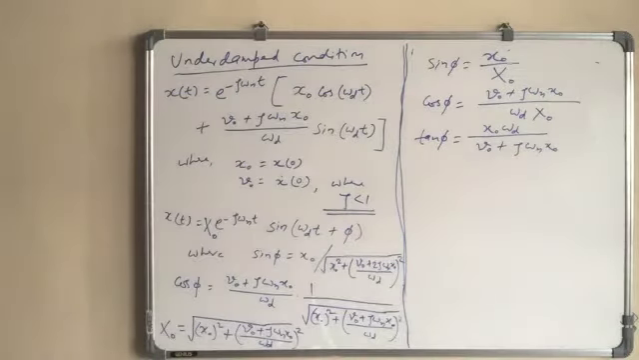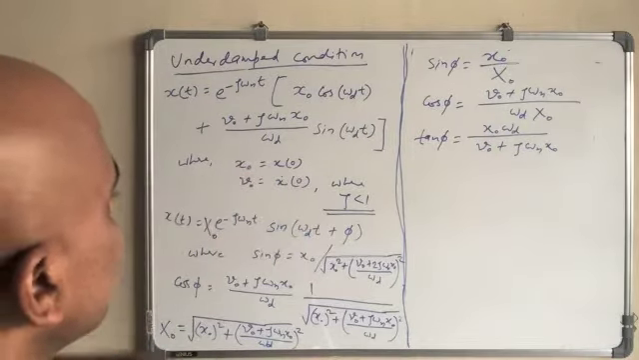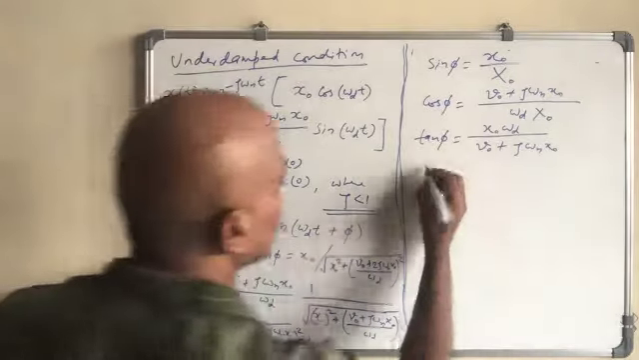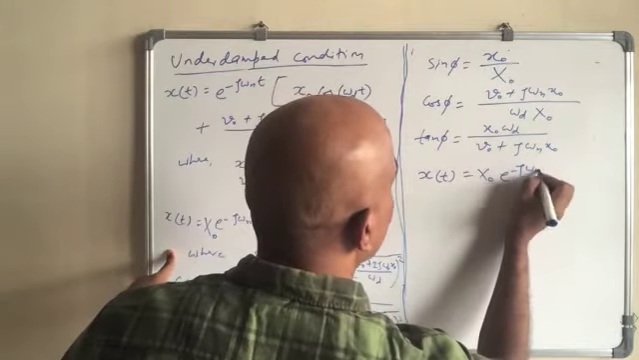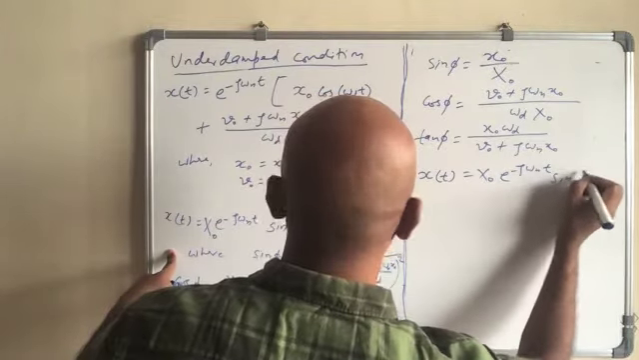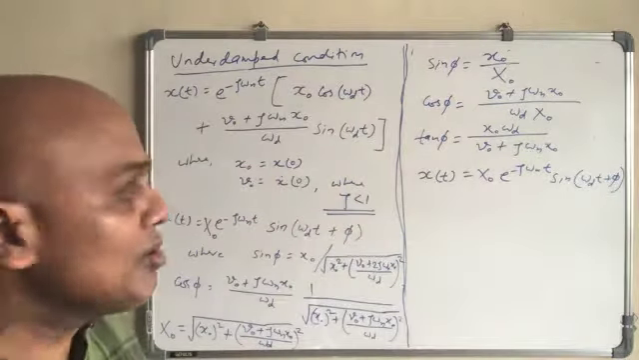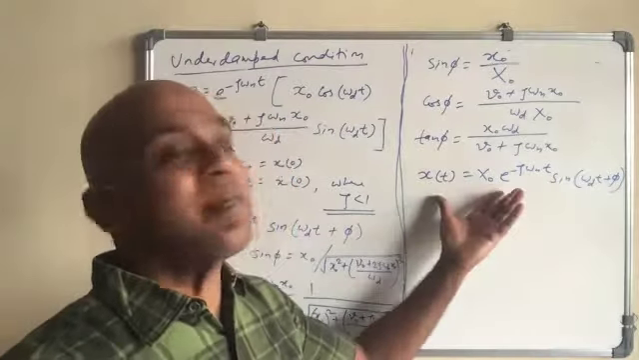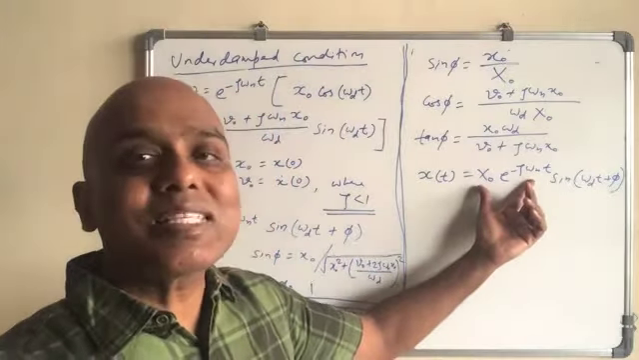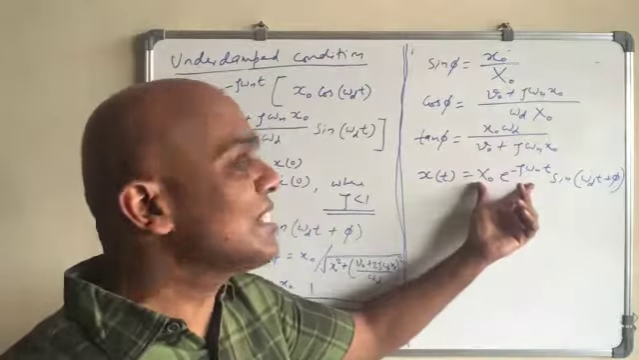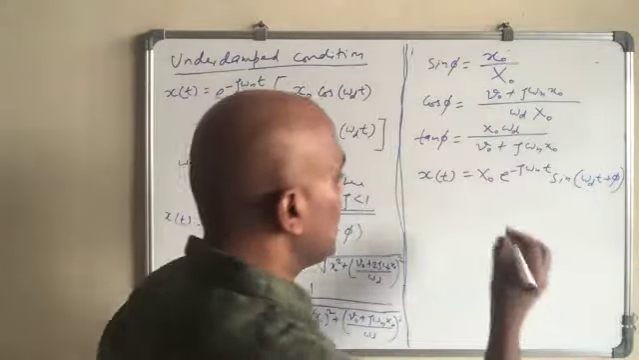So we can write it like this, and this is convenient because then you know the expression. If the expression is like this, we write x(t) equal to X naught e to the power minus zeta omega n t, sine(omega d t plus phi). This can be visualized as a sinusoidal function. However, the amplitude is decreasing with time, so we have an exponential with a negative term.